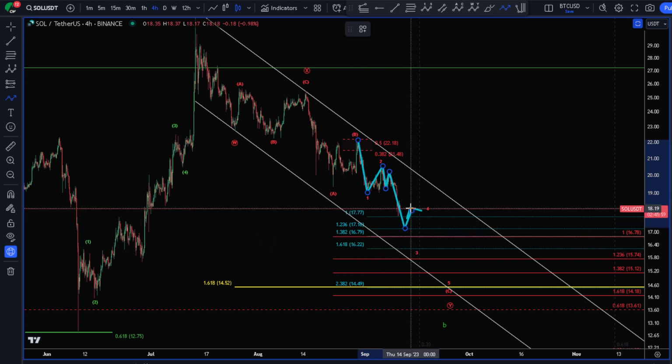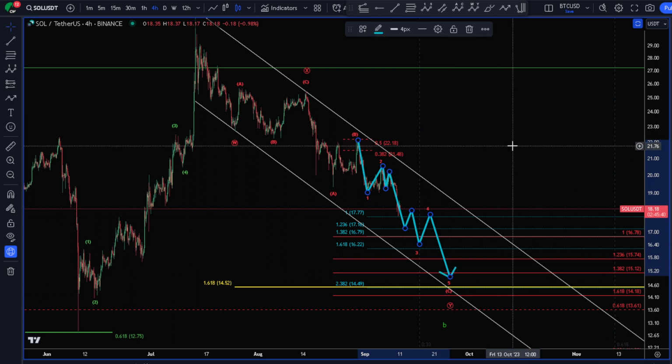Come back up for a small 4th, get our 5th. That makes our 3rd wave in the C leg at the 1.618 at 1622. We then come up for our 4th wave up to around 1777, the 100, and down for our final move for our 5th wave down at 1449.